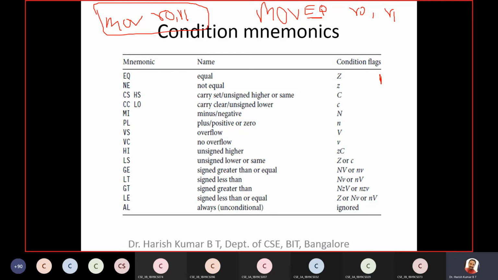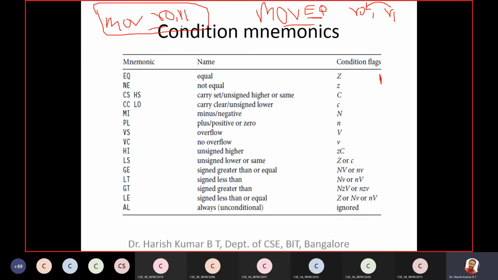If zero flag is 1, what does it mean? The result of the previous operation performed by the ALU is 0. So then you move it. If the result of the previous operation performed by the ALU is 0 and the zero flag is set, move the content of register R1 to R0. Otherwise, don't move. People understood this? Yes, sir. See the difference between this and this. This is also move, but without the condition embedded. So this is also a move instruction, but with the condition embedded.